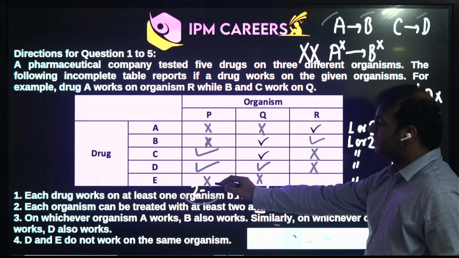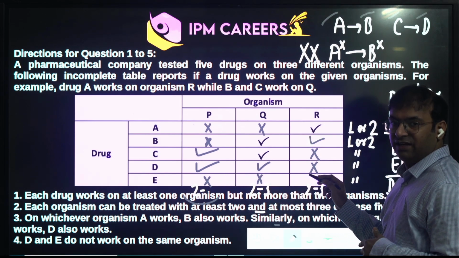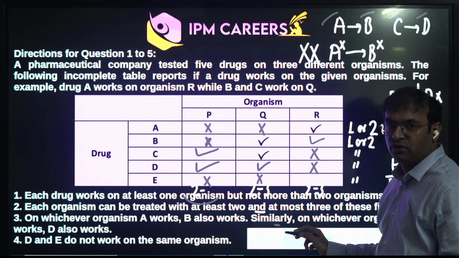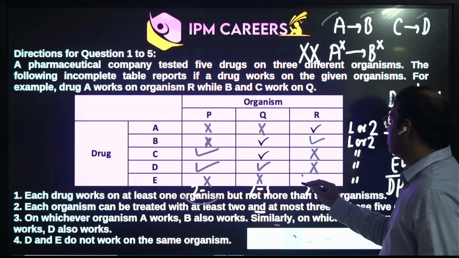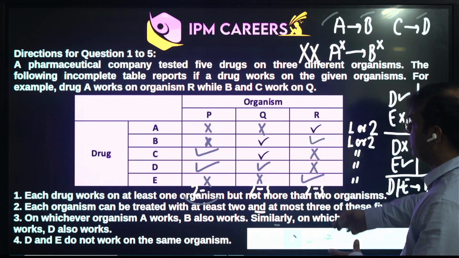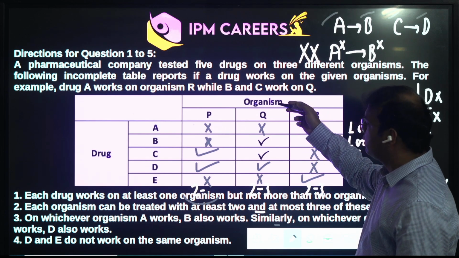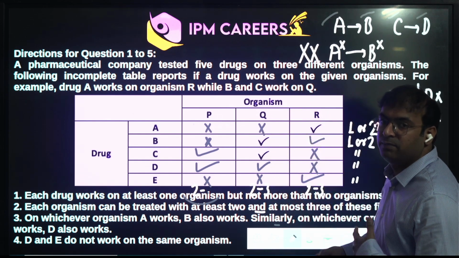And we can say about drug E, see, every drug should treat at least one organism, and so far drug E has not treated any of the organisms, so it should treat the last organism R. And it is following the other conditions of organisms also, that every organism should be treated by at least two and at most three drugs.